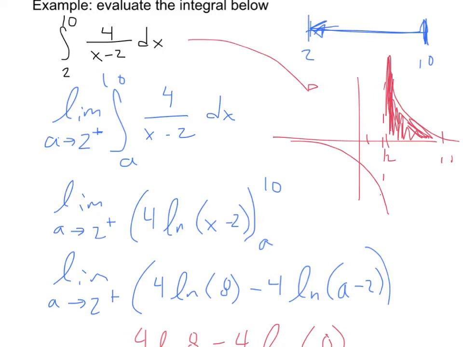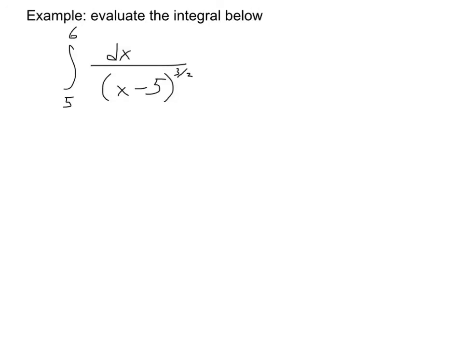I've got a couple more examples for us of this, so we'll go on and we'll do those now. So here's another example of an integral for us to evaluate. I'd like you to pause the video and figure out what makes it improper, and then work through evaluating this improper integral. So the thing that makes this improper is the 5. That 5 is going to cause division by 0. It's a vertical asymptote.